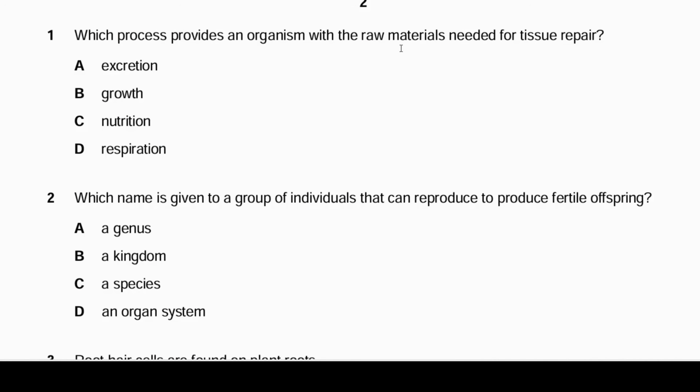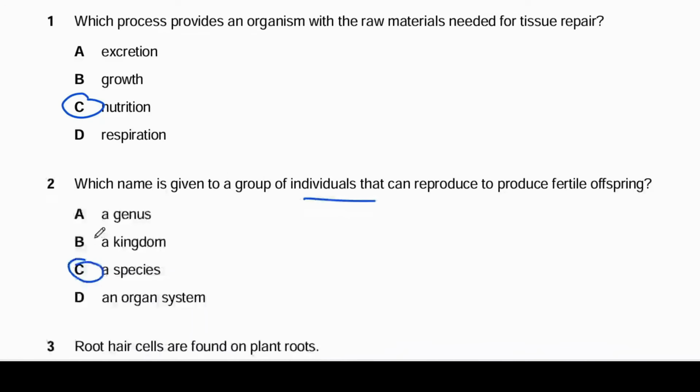Which process provides an organism with the raw material used for tissue repair? That is nutrition. Okay, which name is given to the group of individuals that can reproduce to produce fertile offspring? Species.